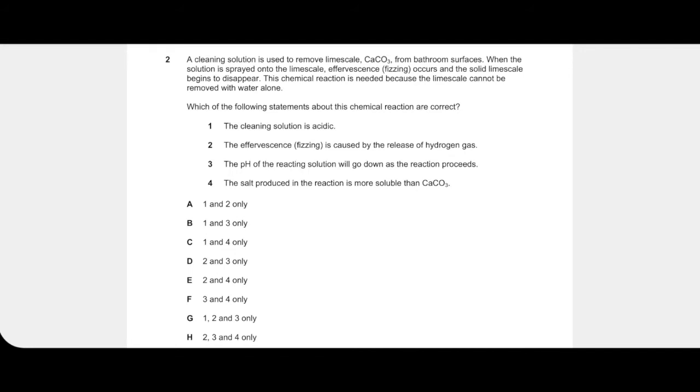So, on to answering the question. Statement number 1, the cleaning solution is acidic. That is true because calcium carbonate, CaCO3, is a base. It says that it cannot react with just water, so what else reacts with a base? An acid. So therefore number 1 is correct. So we can eliminate everything that doesn't have number 1.